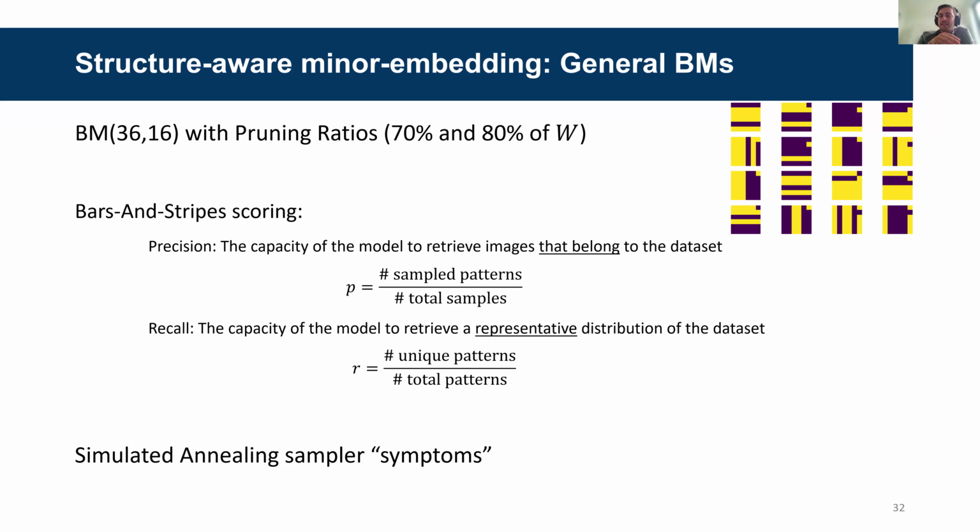We compare here against simulated annealing as a baseline, but we know here that it's just to show symptoms of a bad sampler. And I'll show you what I mean by that with the next slides. And other classical methods will actually be very time consuming, even at this size of the model, which is 36 by 16, but pretty small.